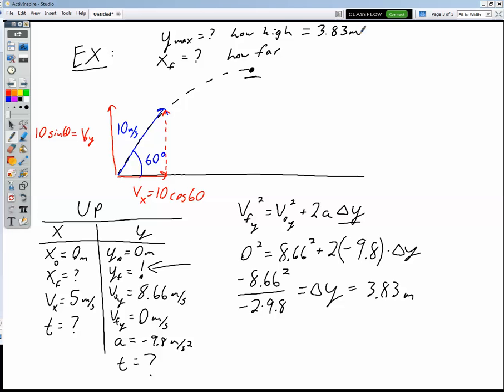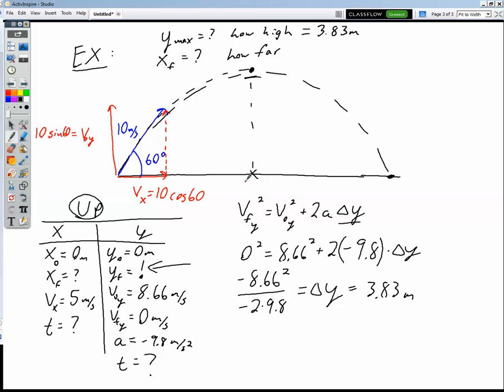How far does this go? Now we're looking for this entire x distance. We're looking for x final, and we're not looking for x final just for the way up, because x final just for the way up would be only half the distance. But here's the trick. We could still use this variable table that we already have developed. If we find half of the total horizontal distance, we double it. That'll get us the answer that we want.